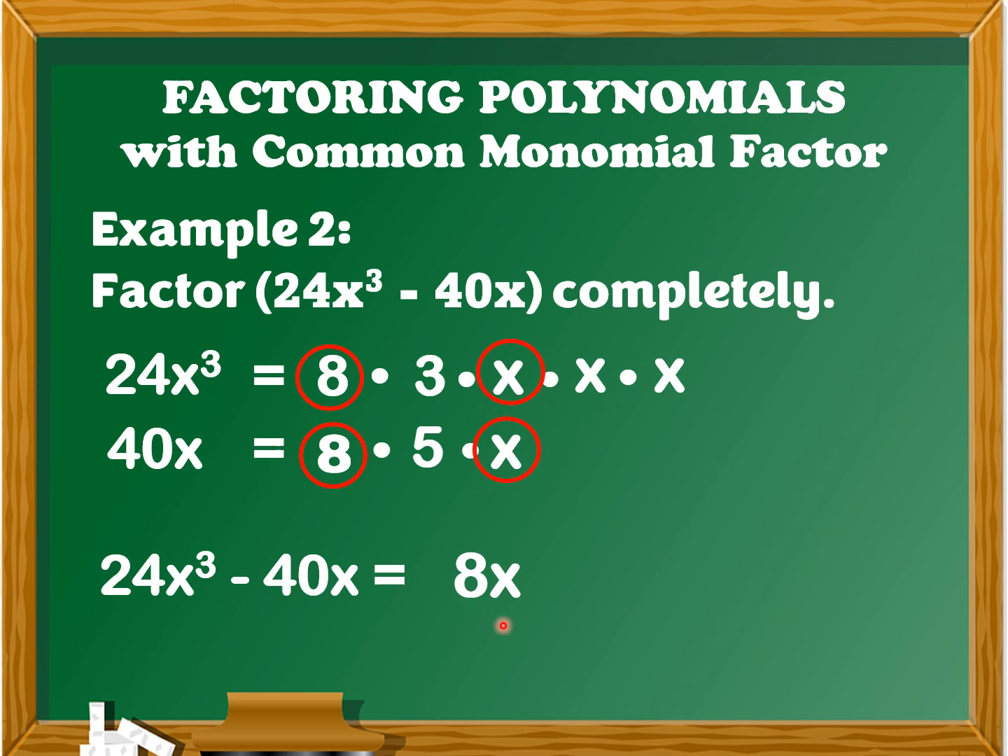And then for the other factor, we will look for the remaining factors of 24x cubed. So we have 3, x, and x. So we will multiply 3 times x times x, and we have 3x squared. And then we will copy the operation, which is subtraction. Next, we're going to get the remaining factor of 40x, which is 5. Therefore, the factors of 24x cubed minus 40x is 8x times 3x squared minus 5.